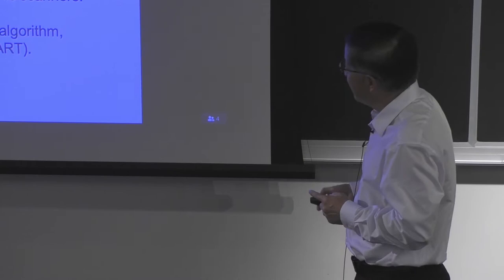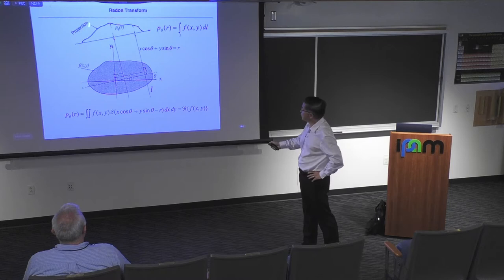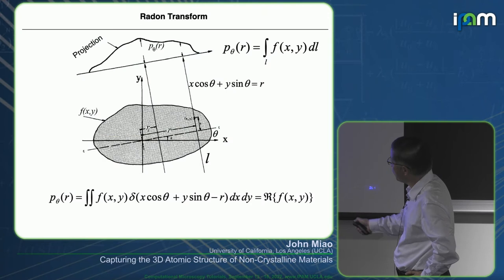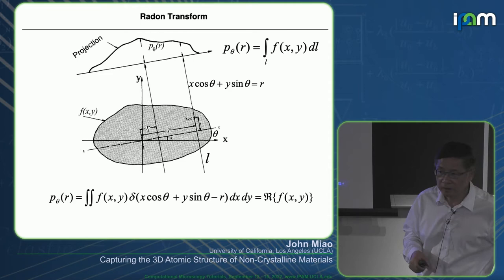So let me give you a sense of what the Radon transform is. You have a 2D object here. You shine a wave, X-rays, so you get a projection image. P_theta(R) is a projection. Basically, you have a function f(x,y) and you do a line integral along a line, and you get the projection. 2D becomes 1D. This is the Radon transform, right?